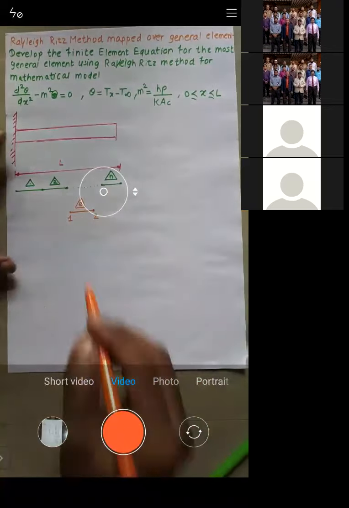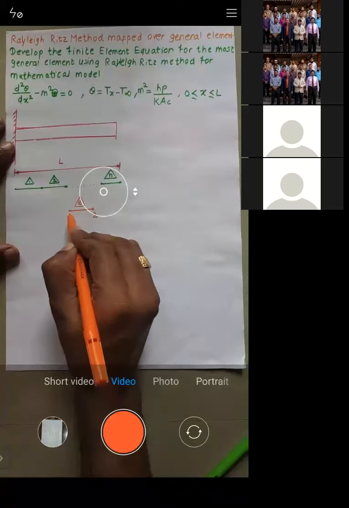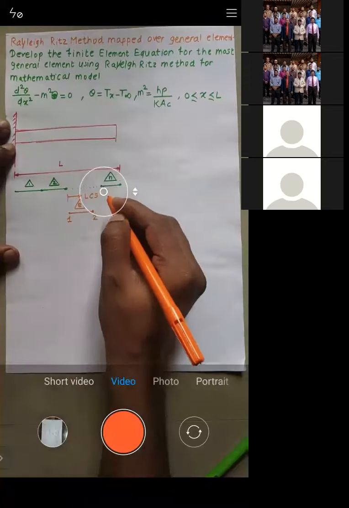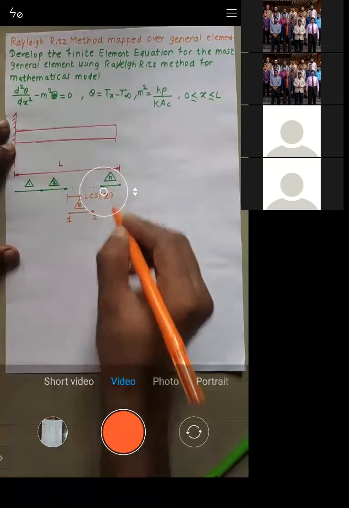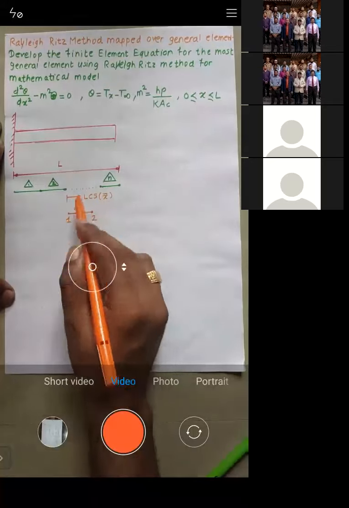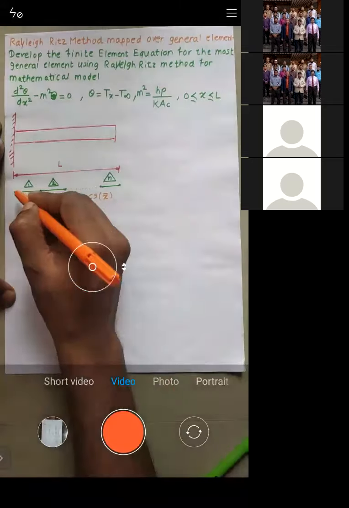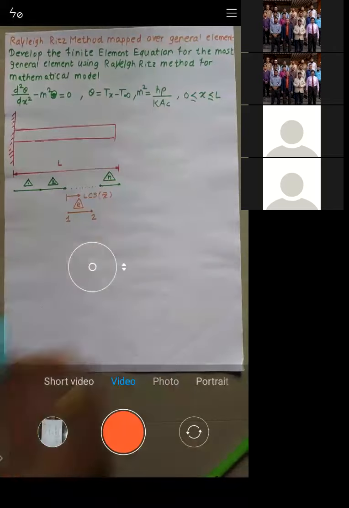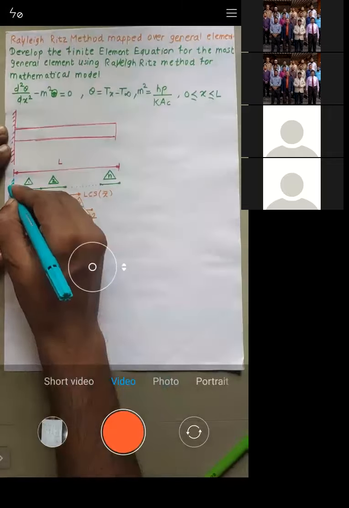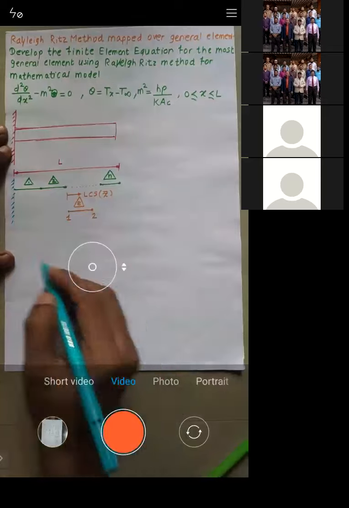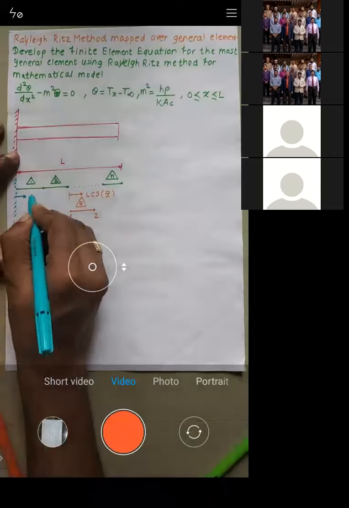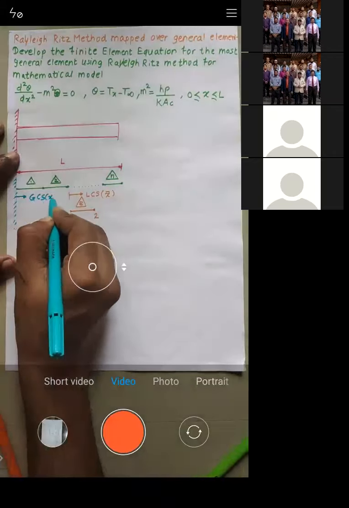Now see, if you measure the location of node 2 with respect to node 1, it is called the local coordinate system, and the local coordinate system is indicated by X bar. I'll repeat. If you measure the location of node 2 with respect to node 1, it is called the local coordinate system. But if you measure the location of node 2 with respect to the fixed support, it is called the global coordinate system, and which is indicated by X.